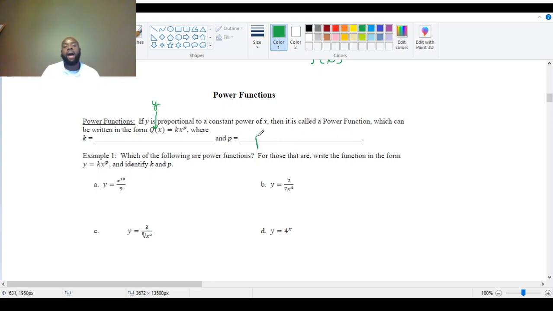So p is your power or your exponent, whichever one you want to use. We're going to use power because these are called power functions. And k is a constant, right? We call that the constant of proportionality.